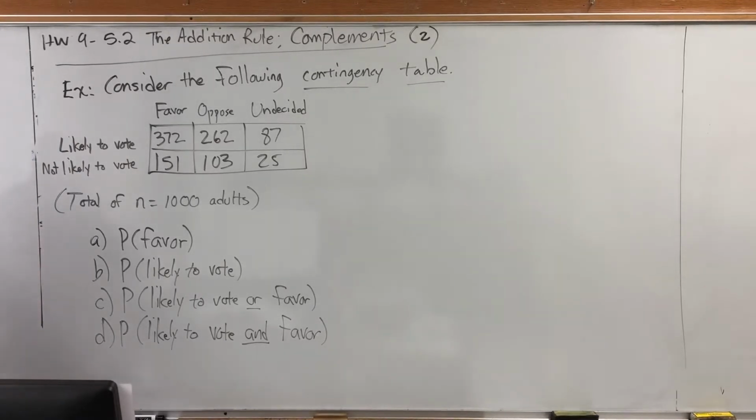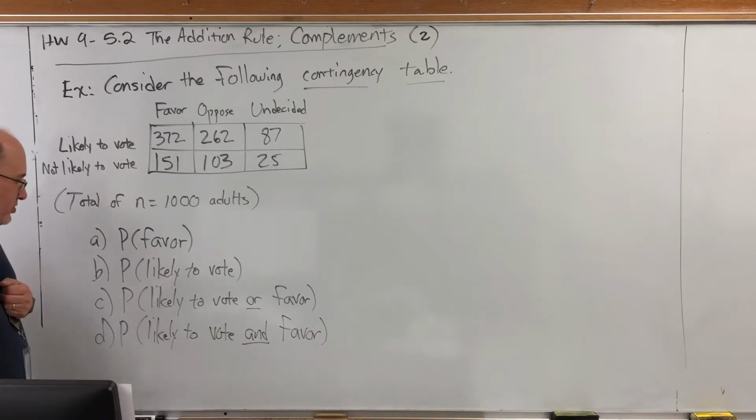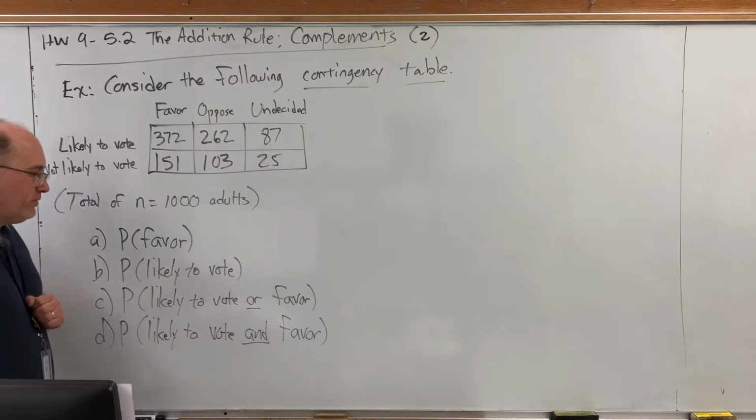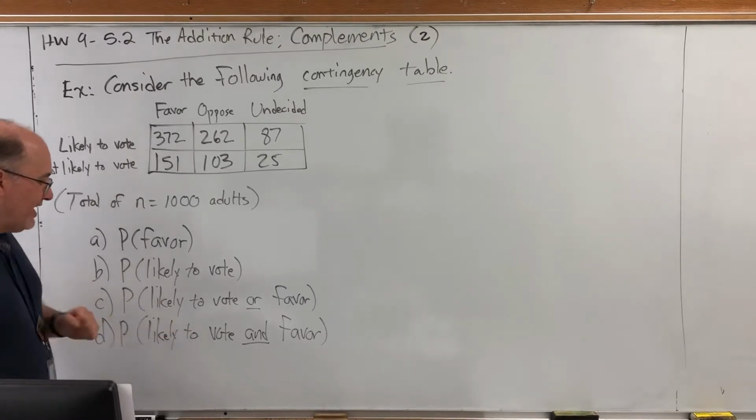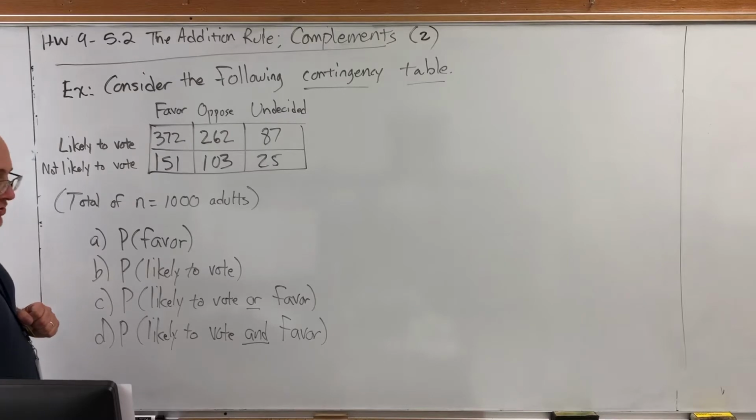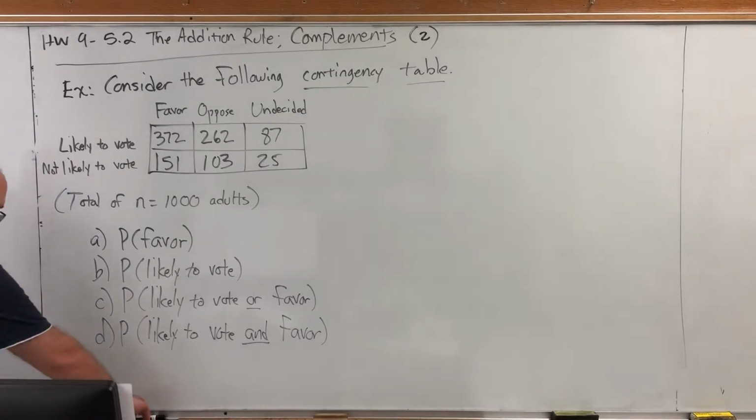There are a lot of probability questions I can ask you from this contingency table, but I'm going to ask you four. Number 1, what is the probability that one of these adults favors the proposition? Number 2, what is the probability that of these 1,000 adults, they are likely to vote? C, what is the probability that somebody is likely to vote or favors the proposition? And remember, that includes the possibility that they're both. And D, what's the probability that somebody is likely to vote and favors the bill? So let's take a look at them in turn.